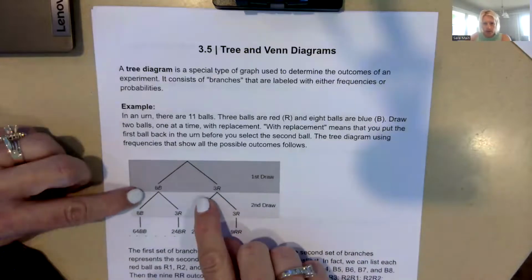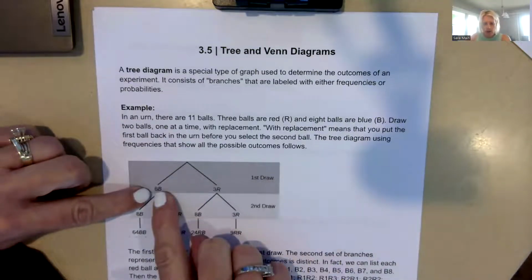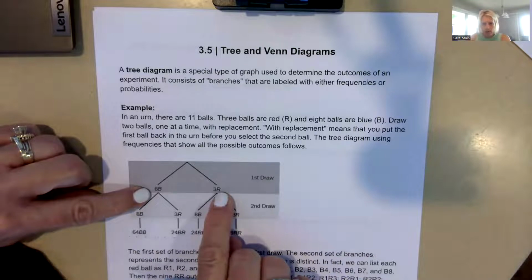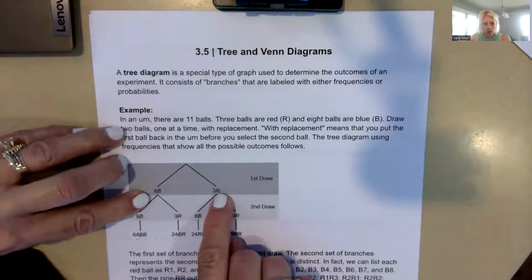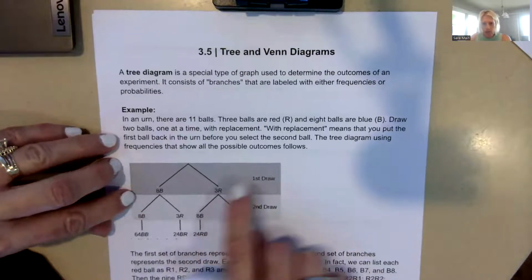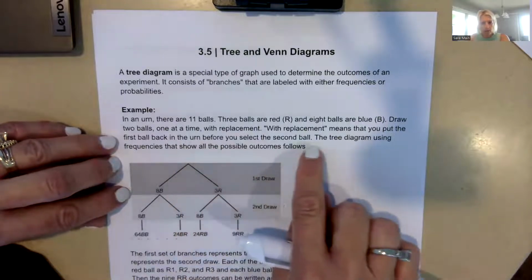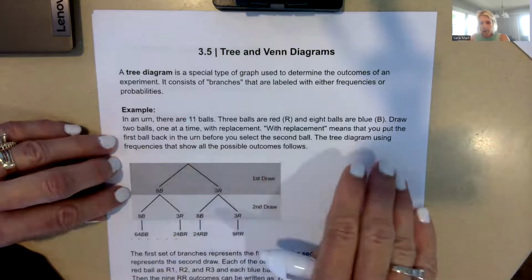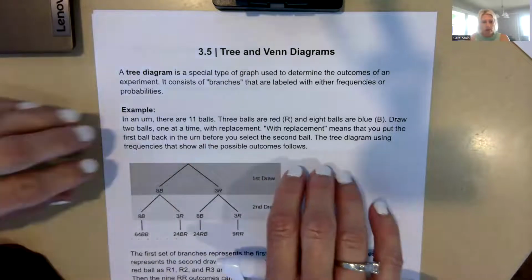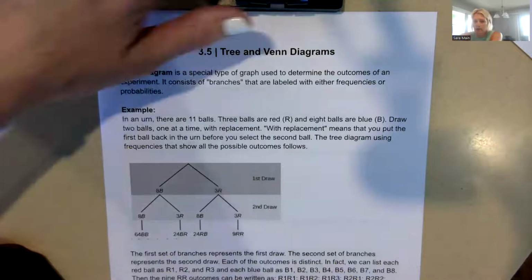And you can see that here in the first draw. So 8 are blue and 3 are red. Draw 2 balls one at a time with replacement. With replacement means that you put the first ball back in the urn before you select the second ball. So there's always 11 balls to choose from. The tree diagram using frequencies that shows all the possible outcomes is here.